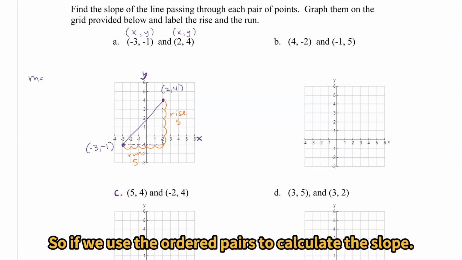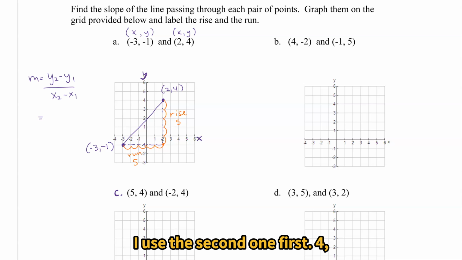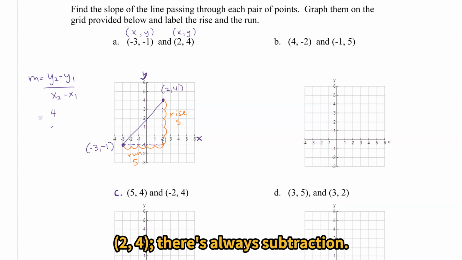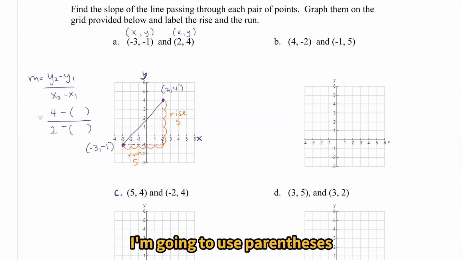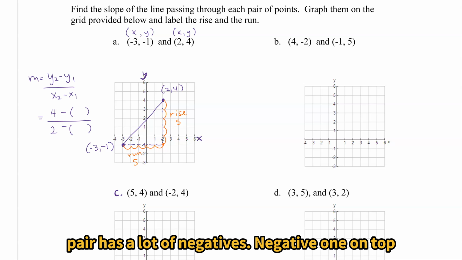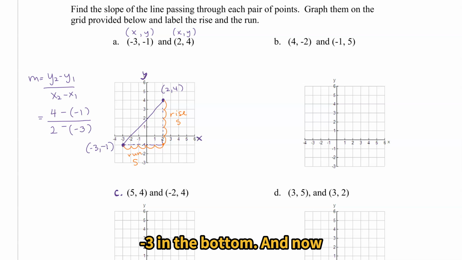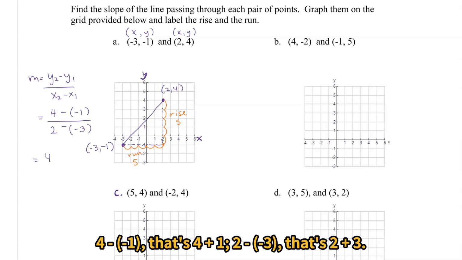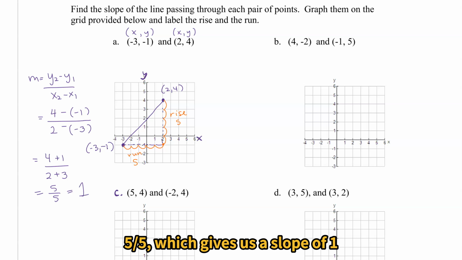So if we use the ordered pairs to calculate the slope, I'll use the second one first, (2, 4), and there's always subtraction. I'm going to use parentheses to help me with my negatives, because that second ordered pair has a lot of negatives. -1 on top, because that is my y value, -3 on the bottom. And now when I have these two negatives together like this, 4 minus -1, that's 4 plus 1, 2 minus -3, that's 2 plus 3, 5 over 5, which gives us a slope of 1.